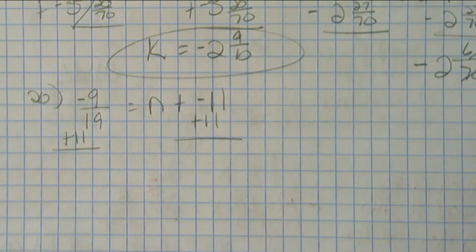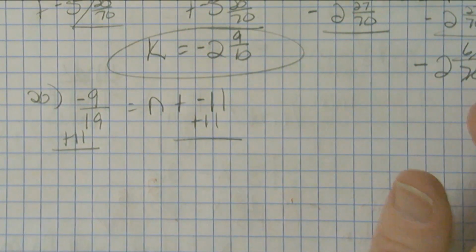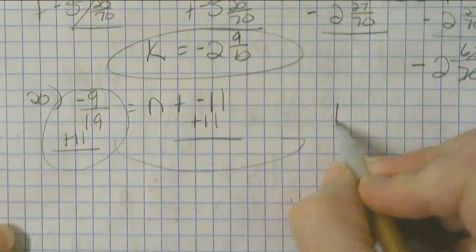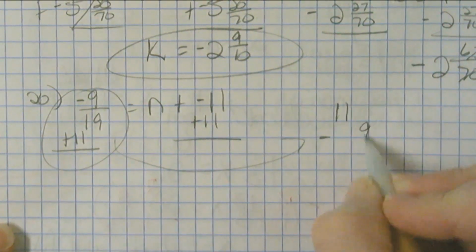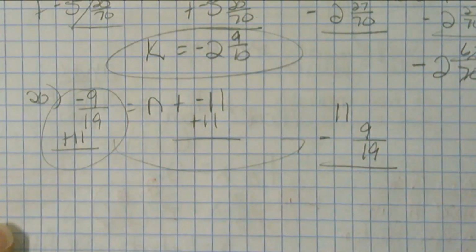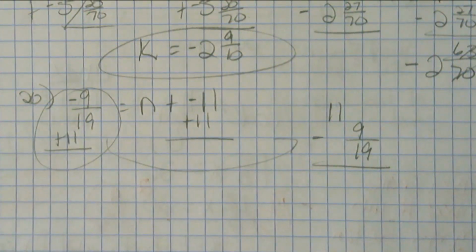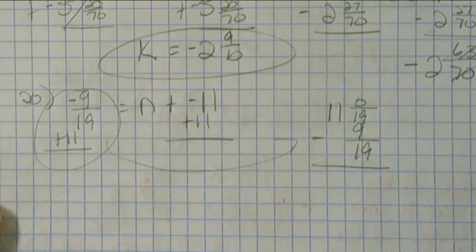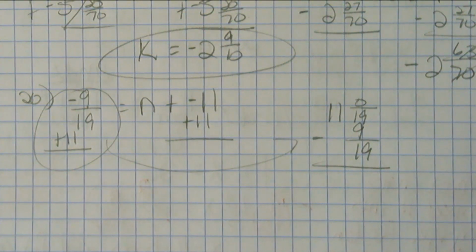All right, there's several ways that you can do this. The easiest way is to treat that 11 as a mixed number. So I'm going to write this subtraction over here. So I have 11 minus 9/19. Well, 11 is the same thing as 11 and 0/19. I would expect you guys to know that.